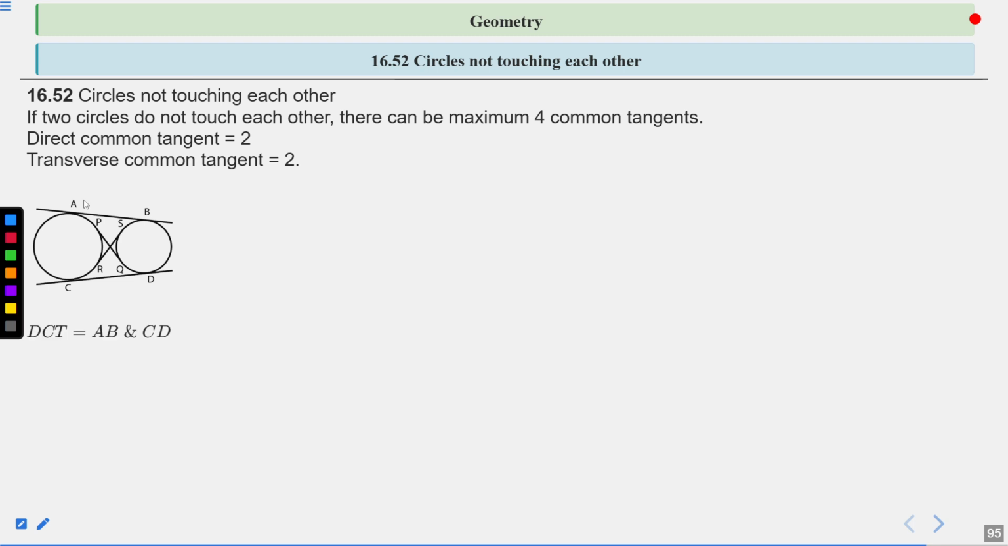So we can say that the direct common tangents (DCT) are AB and CD. The transverse common tangents (TCT) are PQ and RS. So the maximum number of common tangents between two circles when they are not touching each other is 4. Next one.